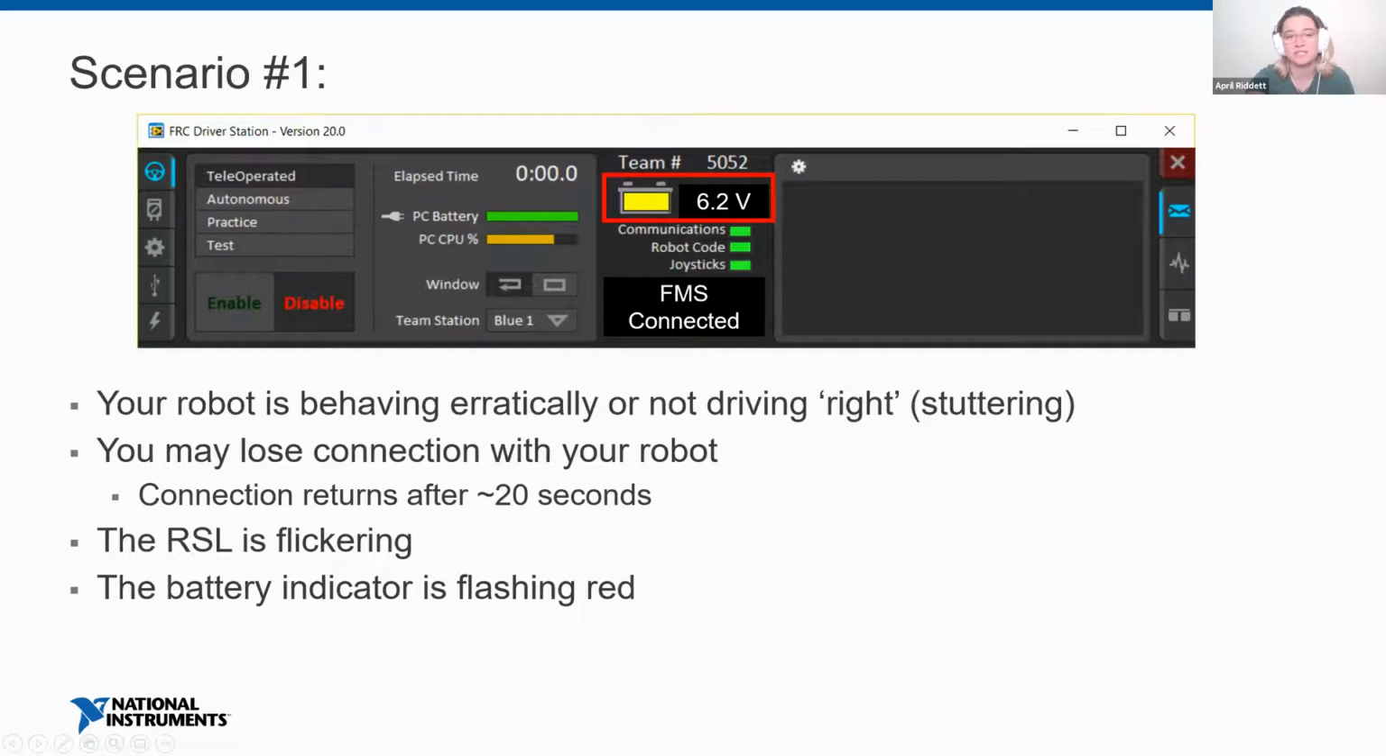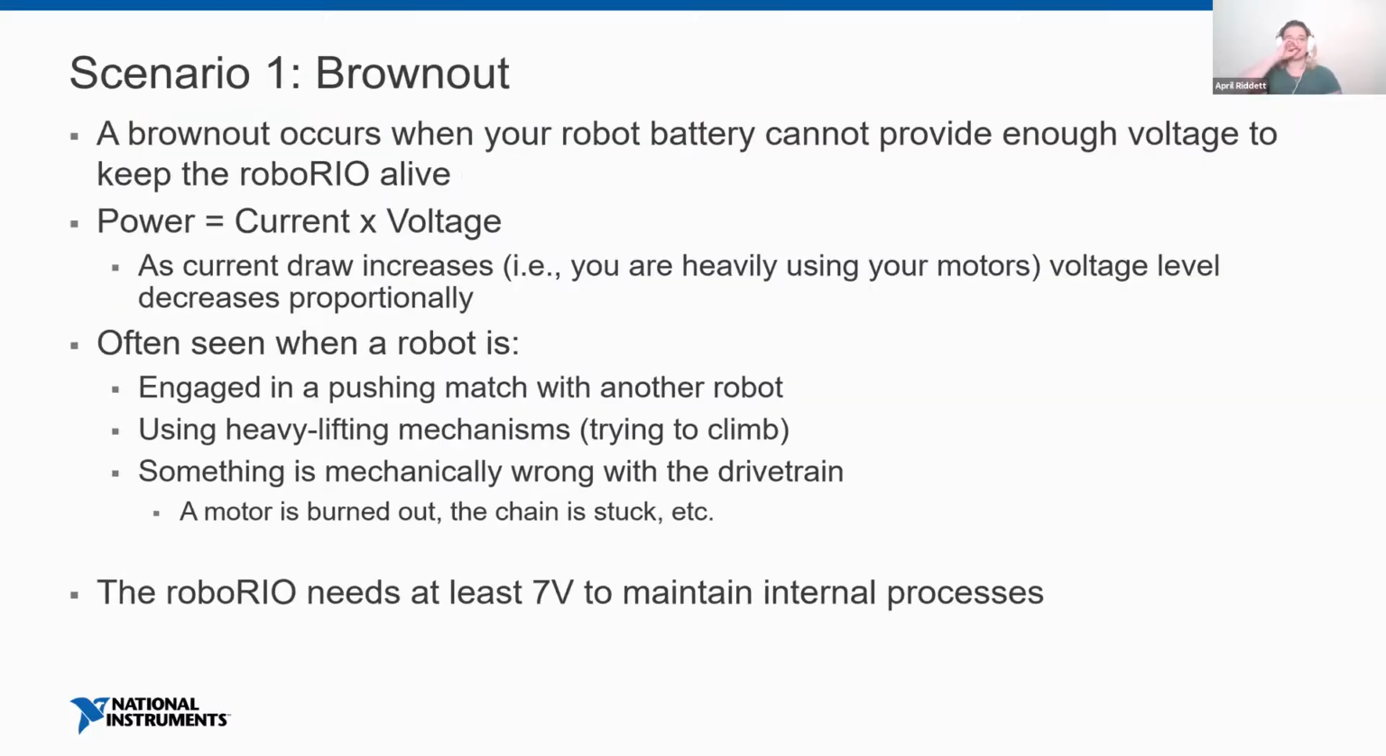So typically when we see this behavior, and we see this a lot, it's called a brownout. A brownout occurs when your robot battery cannot provide enough voltage to keep the RoboRio alive. There is a finite amount of power in your robot battery. Very quick electrical engineering lesson. Power equals current times voltage. As your current draw increases, your voltage has to decrease. They're in a natural balance, and that's how electricity works. So you only have so much current and voltage that you can draw out of that battery at any given point in time.